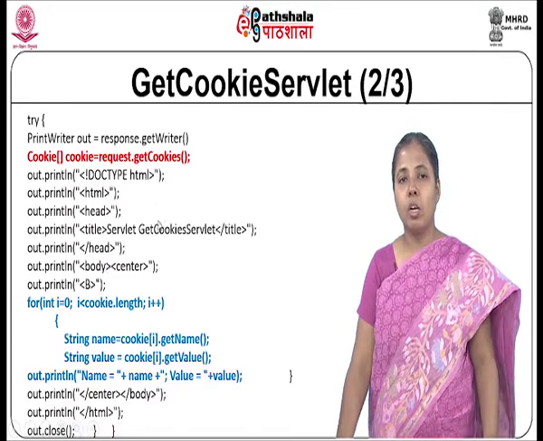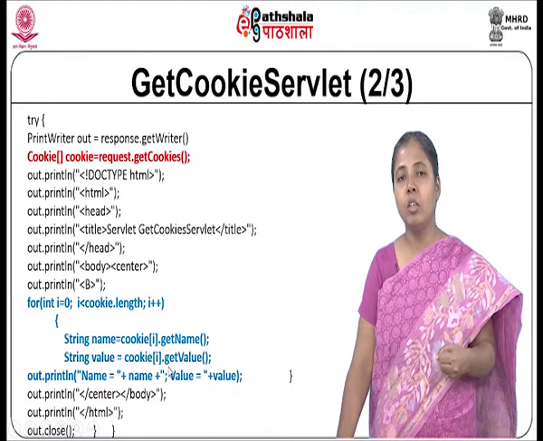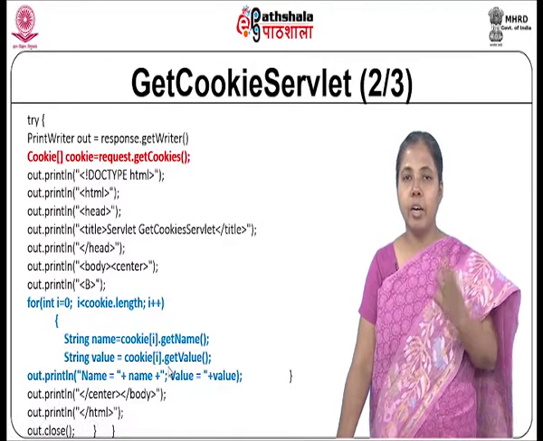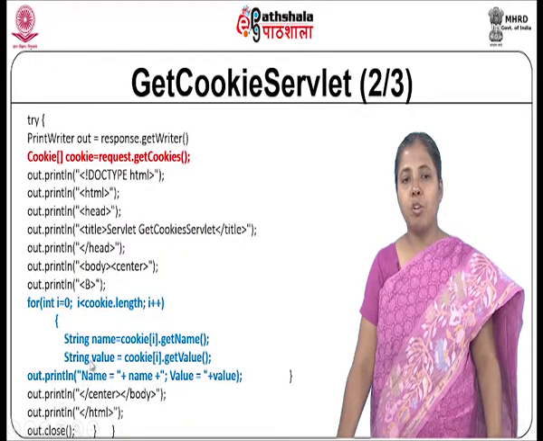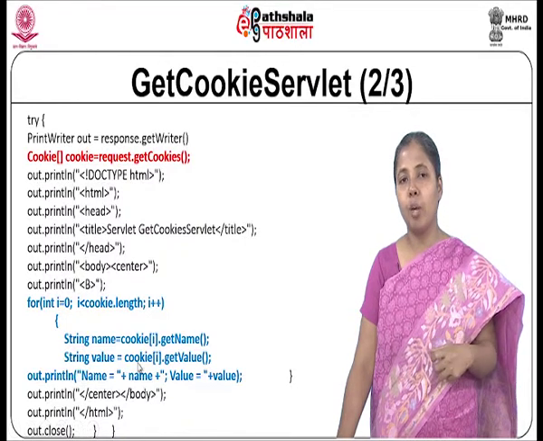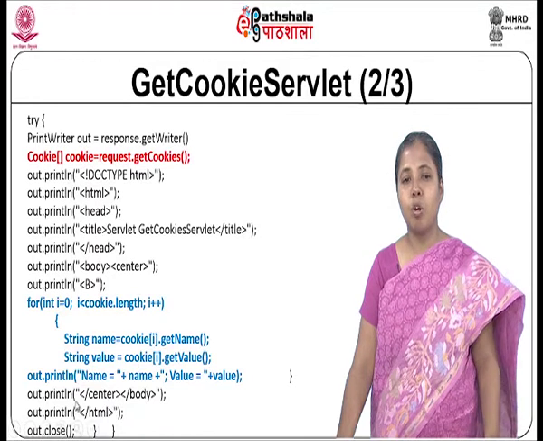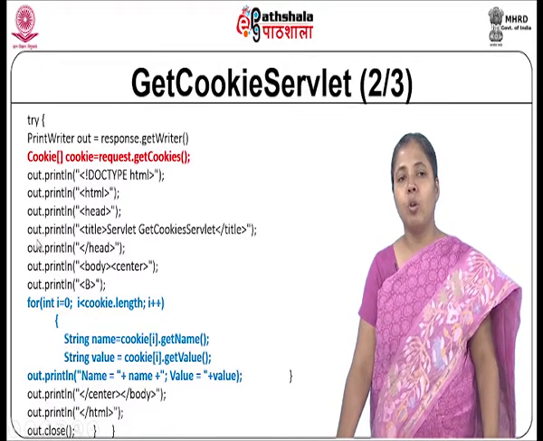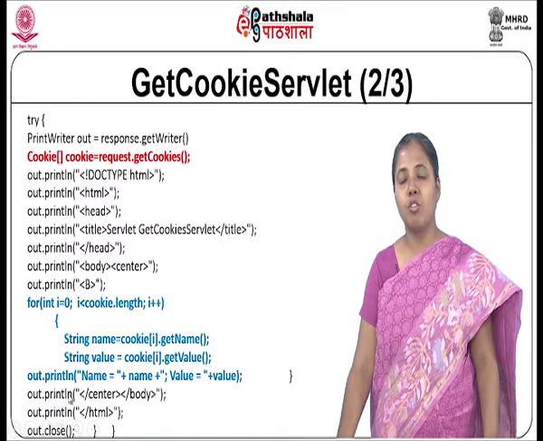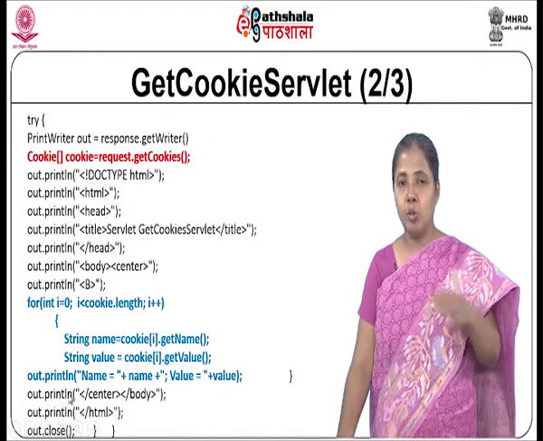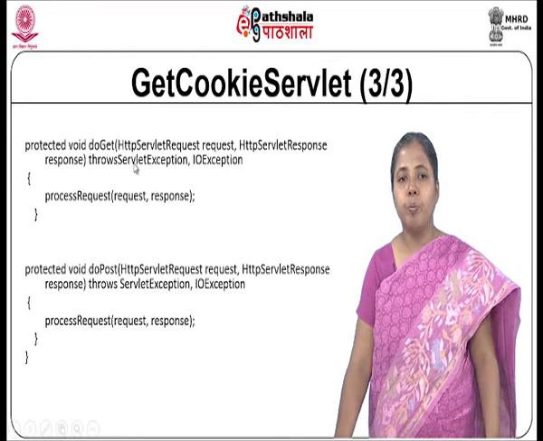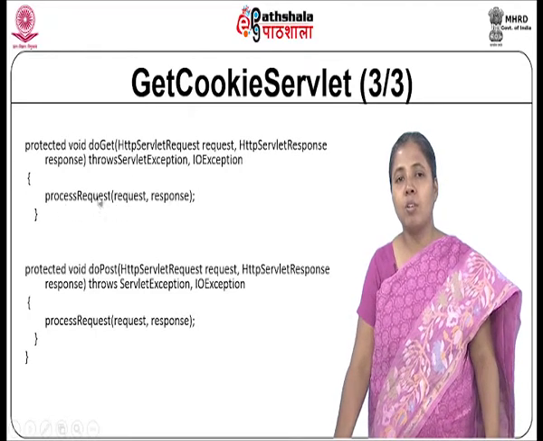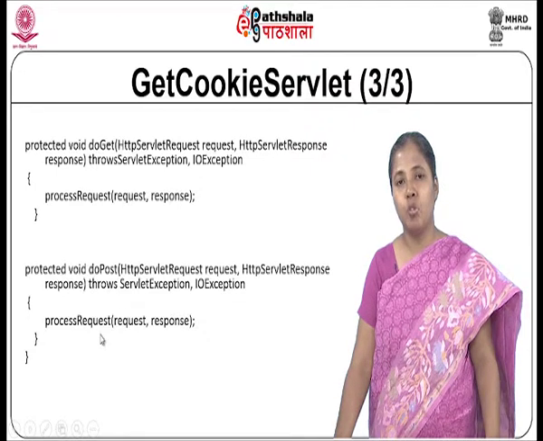So, this get cookie servlet is retrieving the cookies and then it is writing the response back to the client. All this information, after reading the value of the cookie and the name of the cookie, it is writing the response back to the client. You can see that it is whole HTML code that is written, which would again be displayed on the client side. Now, as I told you, remember that process request is a method that is called from a do get method or from a do post method.